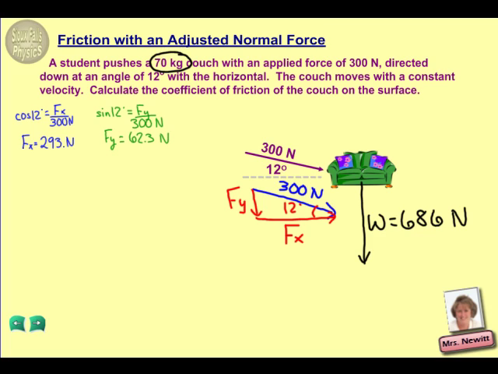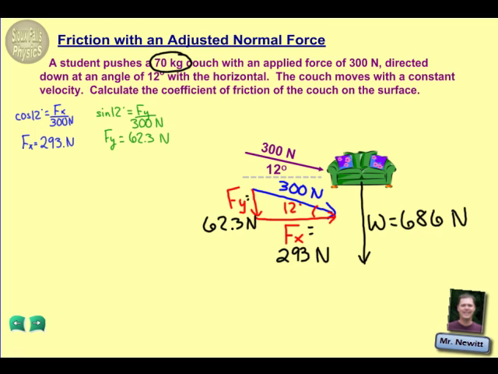So now that we have those components, we can add them to our diagram. Again, 62.3 newtons is how much the student is pushing in the downwards direction, and then 293 newtons is how much the student is pushing in the horizontal direction. Now we're ready to do some work as far as finding the normal force.